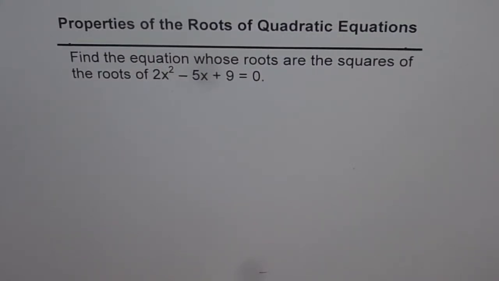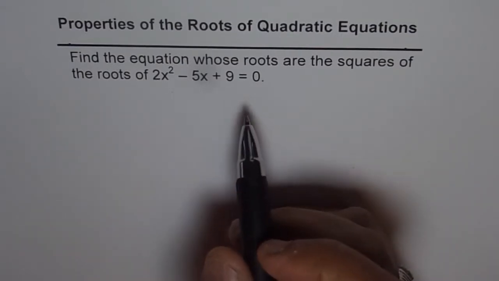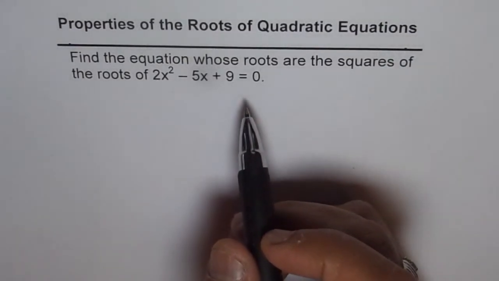Here is an interesting application of properties of the roots of quadratic equations. The question is, find the equation whose roots are the squares of the roots of 2x squared minus 5x plus 9 equals 0. So we'll use the properties of the roots.